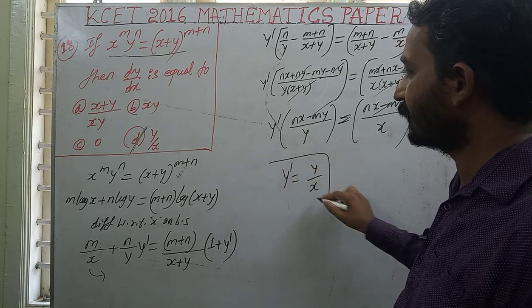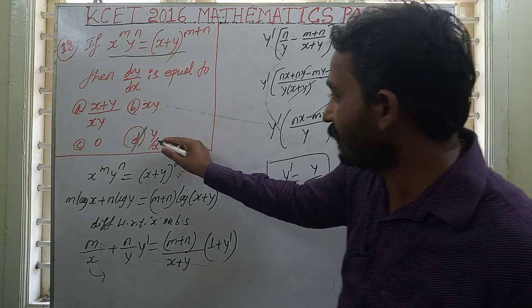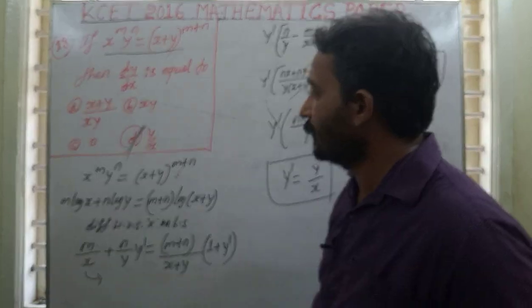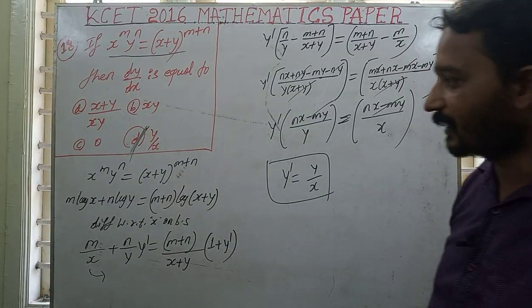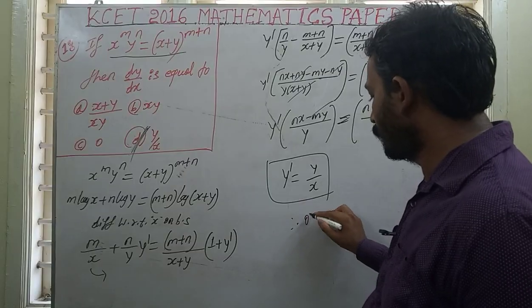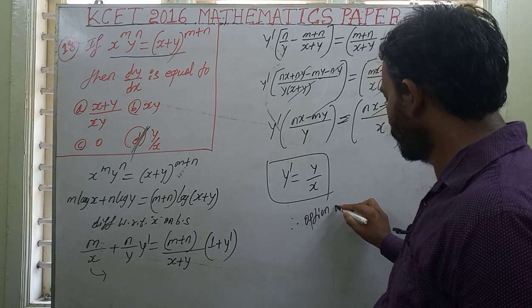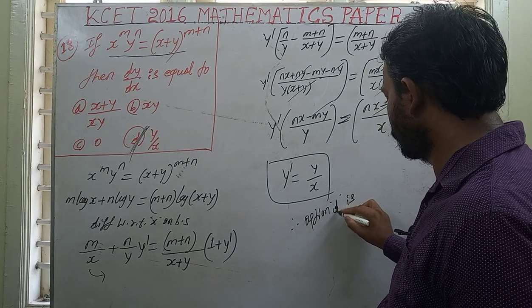So y dash is nothing but dy by dx. So the answer is y dash equals y divided by x. Good answer. This is a standard result, already well known. So therefore option D is correct.